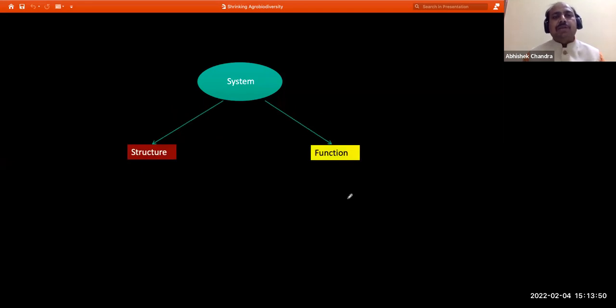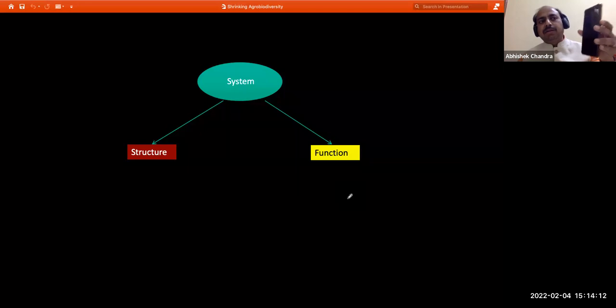From the structure point of view, in the political system, one is the structure, the hierarchy: the president, vice president, secretary, members, etc. And the function, every function will be decided. You can take the example of this mobile phone. The mobile phone is the structure, which is just a structure. And second is the function, when I press this, then it works. Something similar happens in the ecosystem.